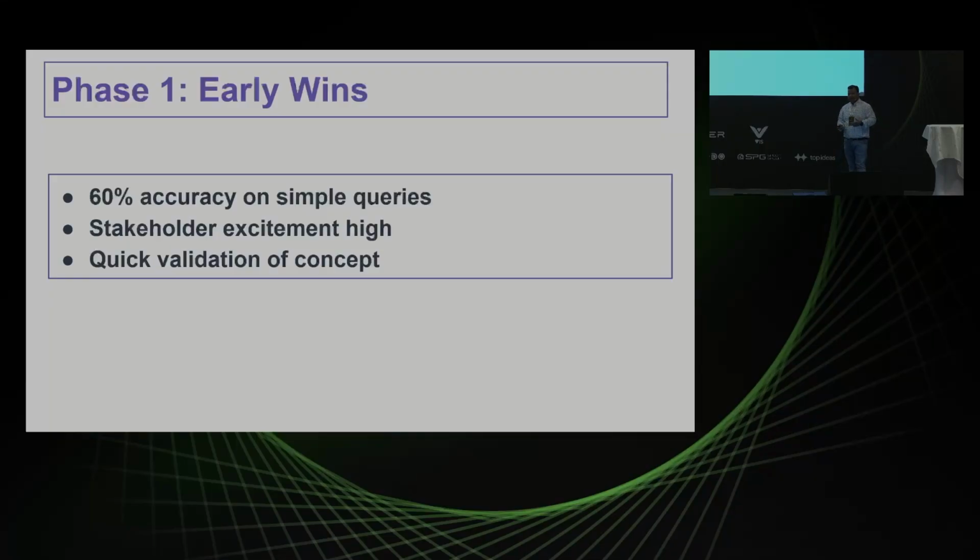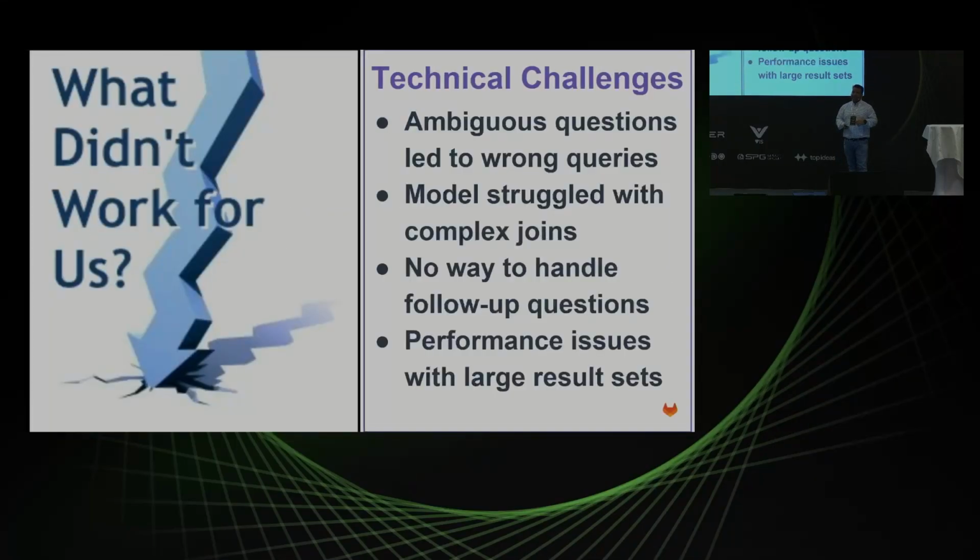But it's not always, something didn't work for us. There were lots of technical challenges in that ambiguous questions led to wrong queries. Suppose a finance guy is asking for total revenue and he is getting 10 billion, whereas the revenue is 1 billion, and he's using it to show in his quarterly result. That will be a nightmare, right?